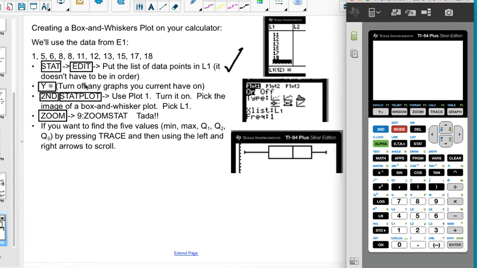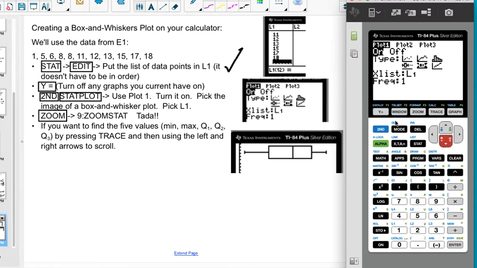Now I want to go to Stat Plot. So I'm going to go to second, Y equals, and I'm going to pick plot 1. I'm going to turn it on, and you can see that I turned it on. I'm going to scroll down and go over to the one that is definitely a box and whiskers, which is this one. I'm going to pick list 1 because that's the list I used. If you used a different list, that's fine. Pick a different list.